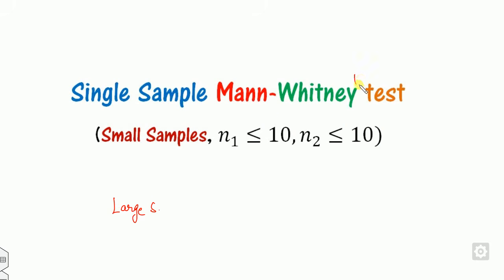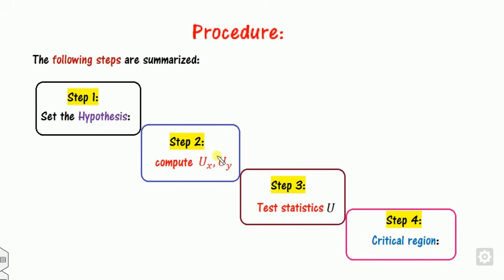So in the Mann Whitney U-test, we will call it a small sample when n1 and n2 both are less than or equal to 10. If at least one of the values is greater than 10, we will call it a large sample. So what is the procedure we should follow in this? We should discuss the four steps.